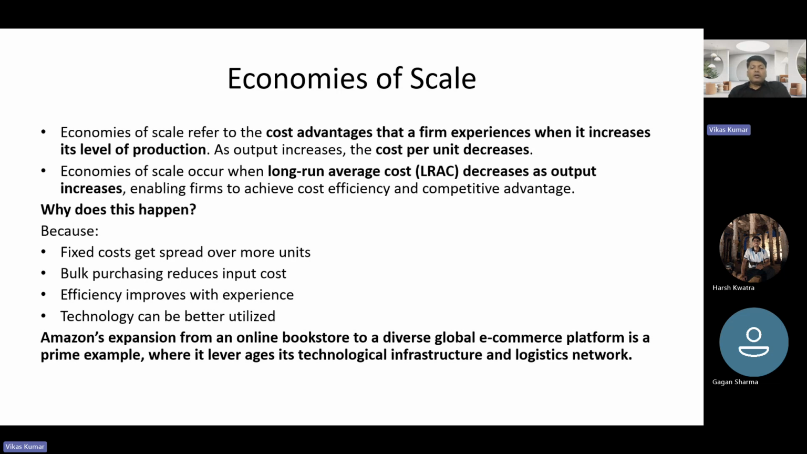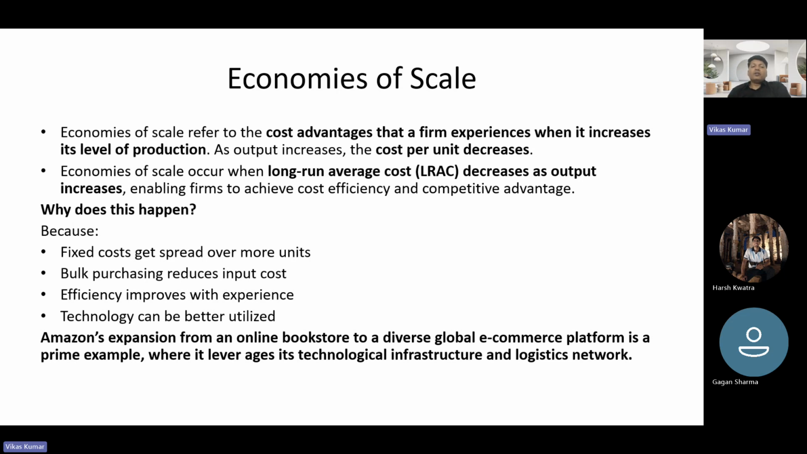And apart from that, this technological infrastructure has helped them become more efficient when it comes to logistics management and supply chain management also. Because of that, they are handling things very well in a very small fraction of time. They have the ability to deliver products to the doorstep of a customer within 2 hours, within a day. All of this is built upon the technological infrastructure which they created during Amazon's expansion from an online bookstore to a diverse global e-commerce platform.